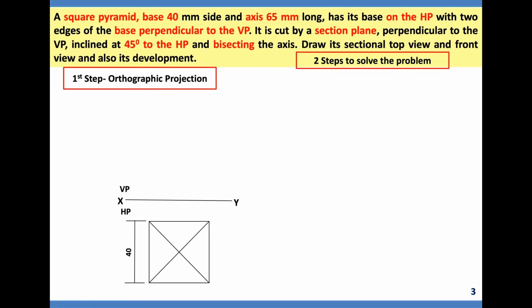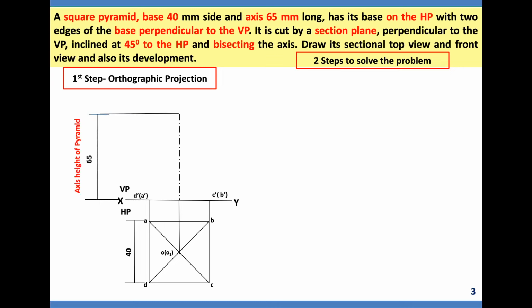Then join the diagonals. You may notice that whatever the top view construction is, it is in thin line. I will tell the answer at a later stage, why it is thin line. Do the namings for all the corners, four corners A, B, C, D, and at the center O, O1, that represents the axis. Draw vertical projectors, then the axis height given is 65.